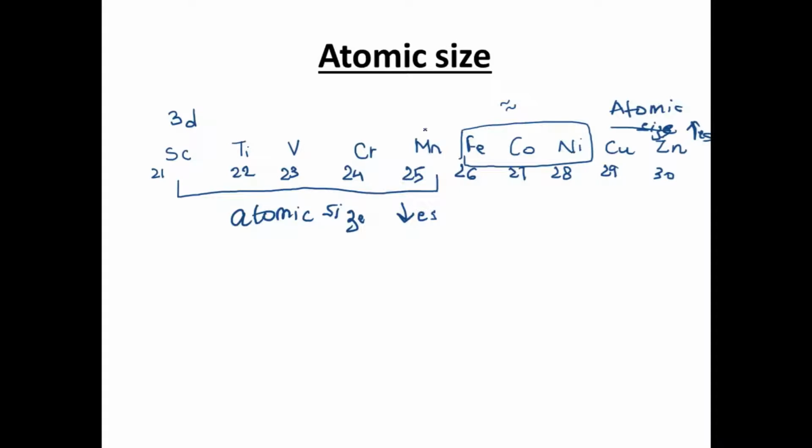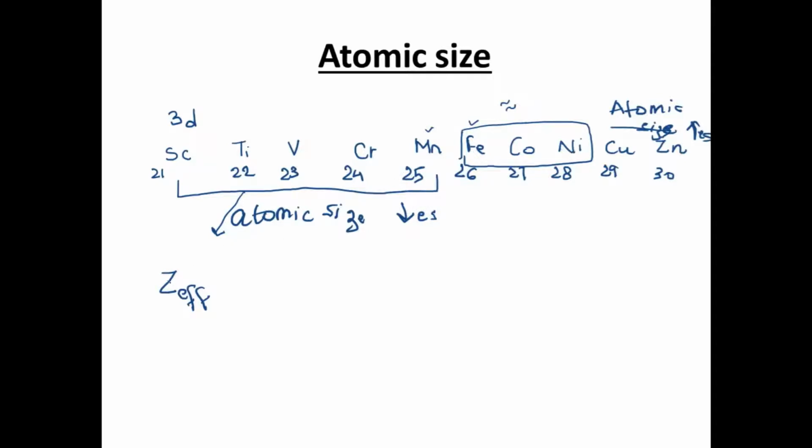Now, what happens for manganese and iron? For manganese and iron also, the atomic size is almost similar. So why is this the general trend? Atomic size basically depends upon two or three factors, like the effective nuclear charge and the screening effect. As we move along the period, I'm now giving you the explanation from scandium to manganese. Atomic number is increasing.